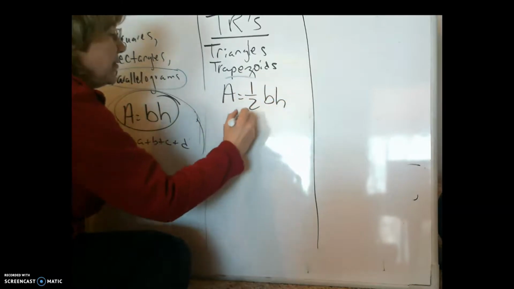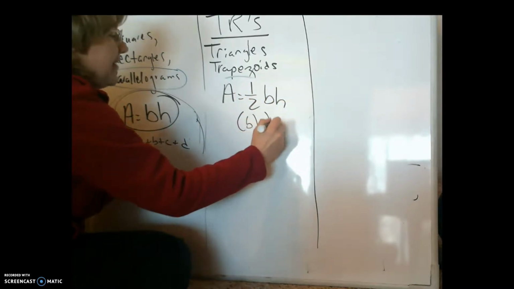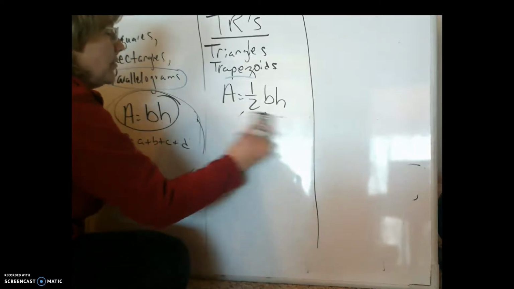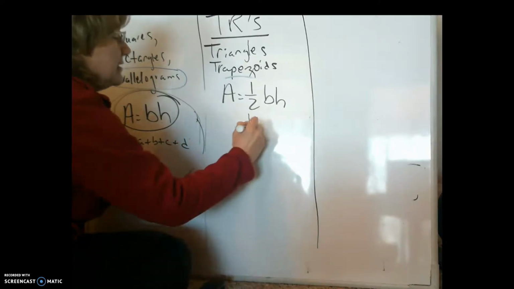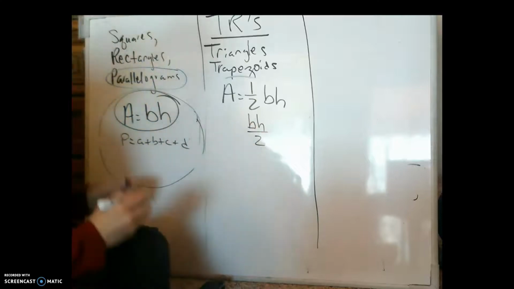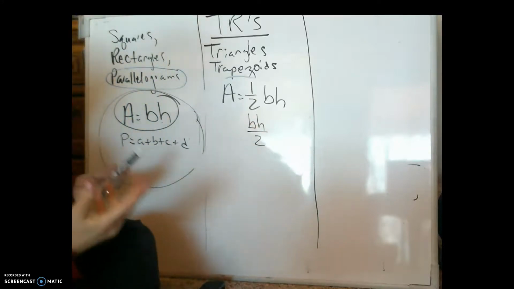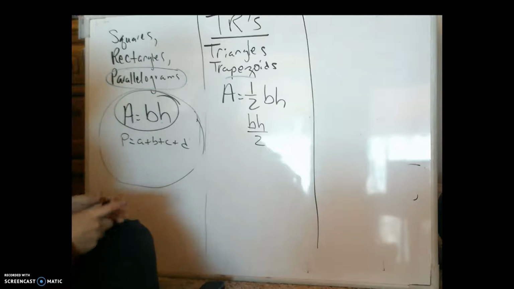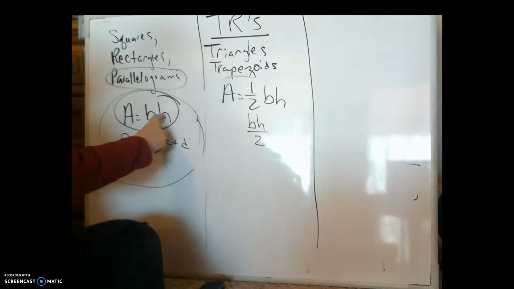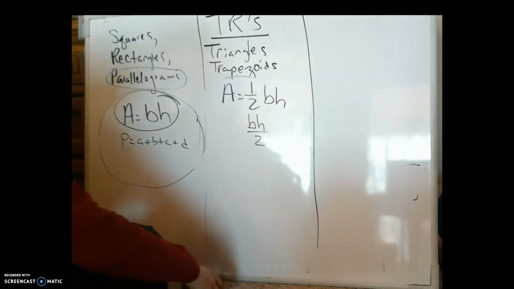And again, if students want to write base times height and divide by 2, or if they want to write half base times height, that doesn't matter so much to me. I just want them to conceptually understand why a triangle is half of a rectangle, half of a square, or half of a parallelogram.